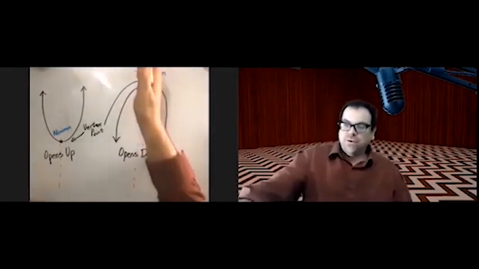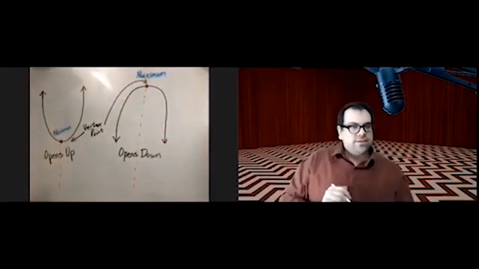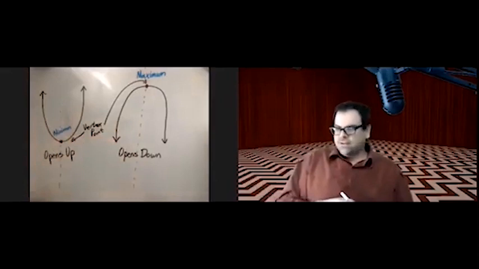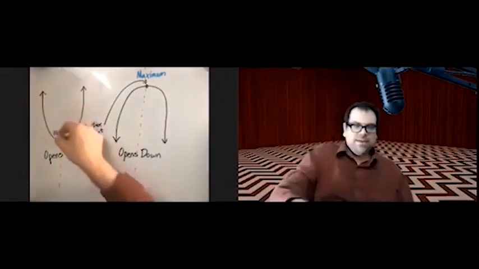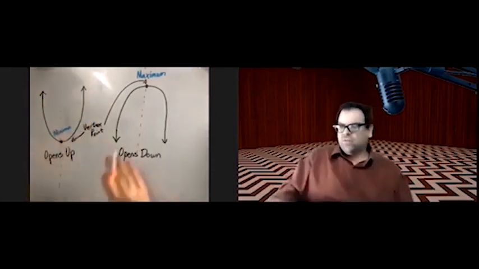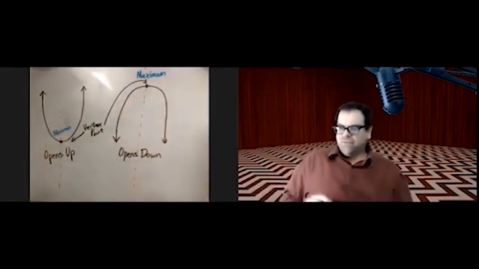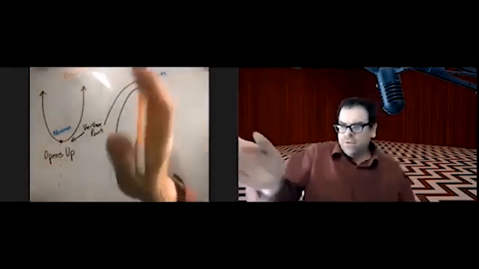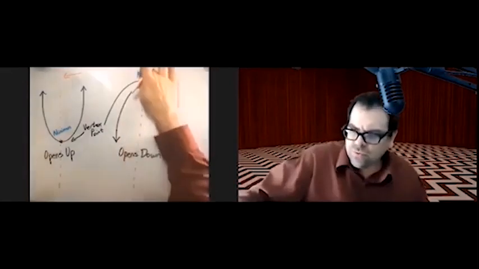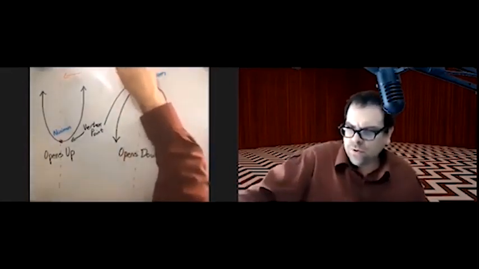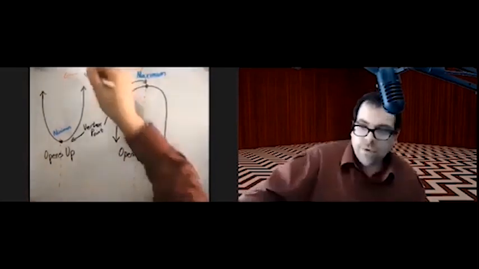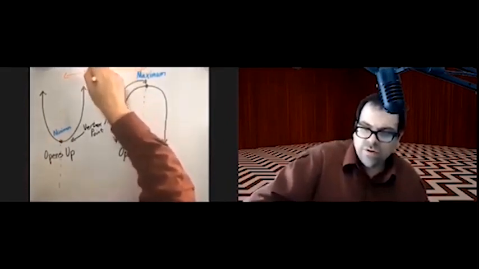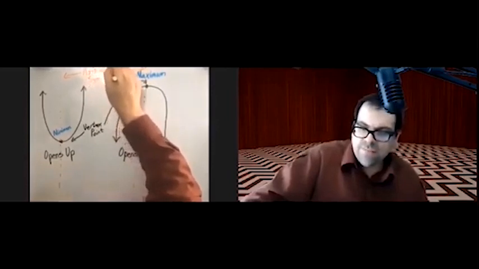So the line that goes vertically through the vertex that splits the parabola evenly, my crappy drawings strike again. But this is exactly the same as this if we fold it over. This is exactly the same as that if we fold it over. That vertical line that goes through is called the axis of symmetry.